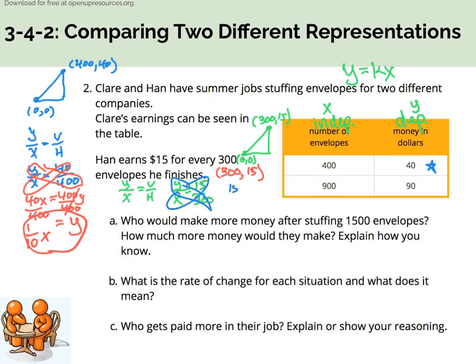So we have 15x, 300y divided by 300. So take the 15 over 300. We're going to go ahead and simplify it as much as possible. And that ends up being 1 over 20 x equals our y. So we made the y equals kx equation for both of these.